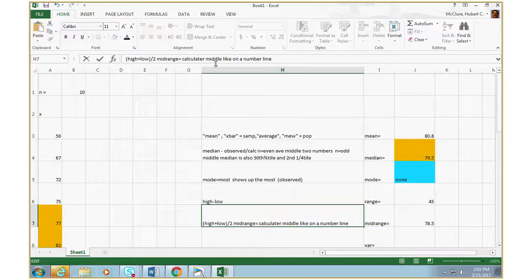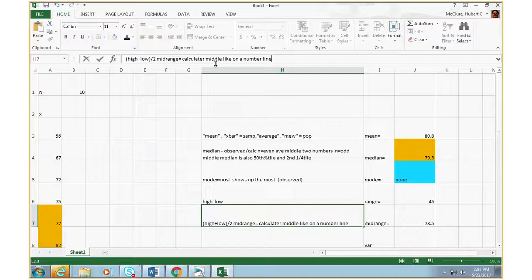All right, find the mid-range on a number line. Find the middle using that formula of negative 5 and 5. What's negative 5 plus 5? 0 divided by 2 is? What's the middle between negative 5 and 5 on a number line?